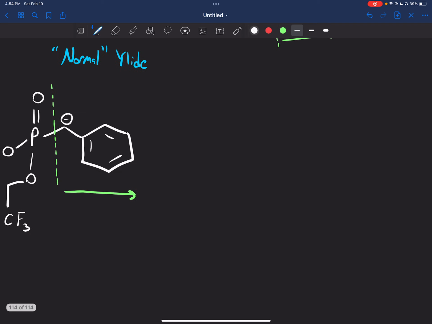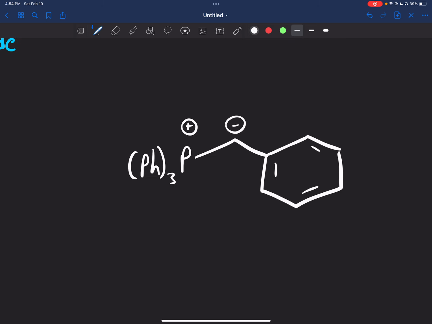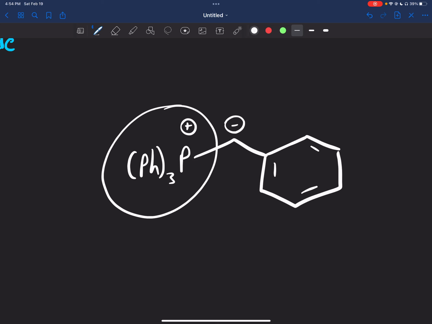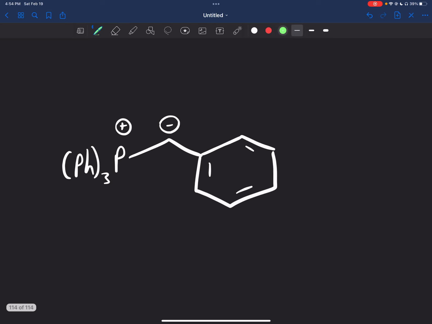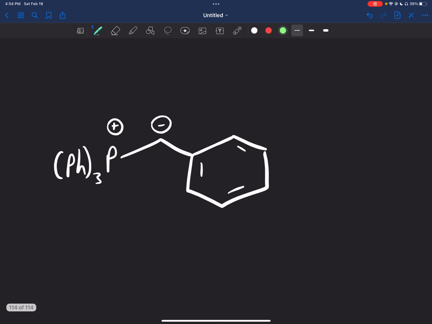Let's say I redid this exact thing, but with our normal phosphorus. This is our normal ylid. Here is the original phosphorus compound you're familiar with. Here's the attached alkyl group. What's different about this compound now? At first glance, it may be nothing, but what's different is right here.